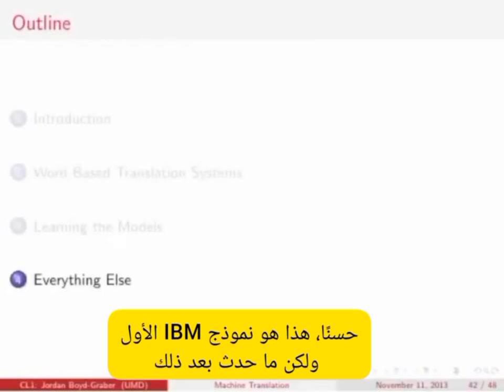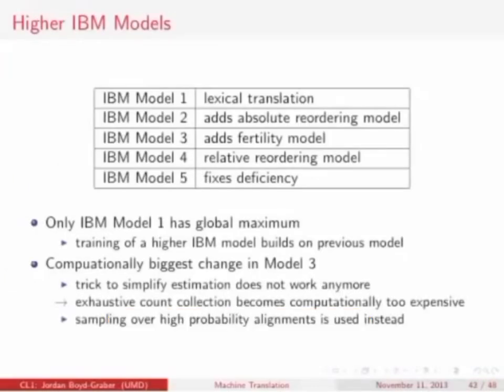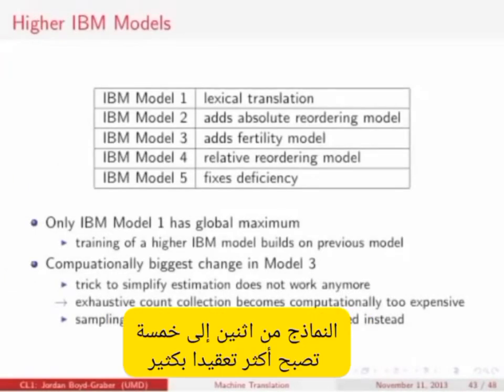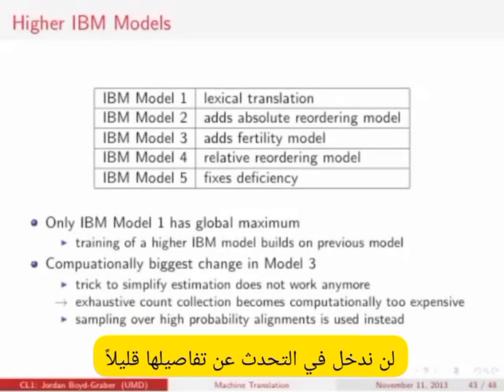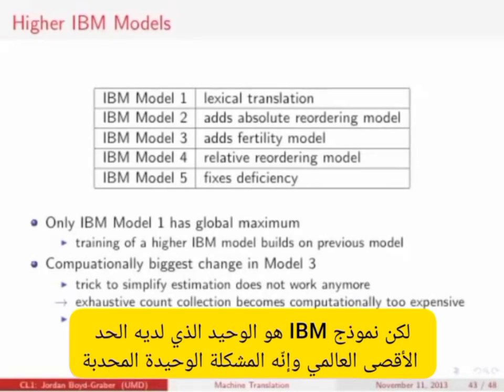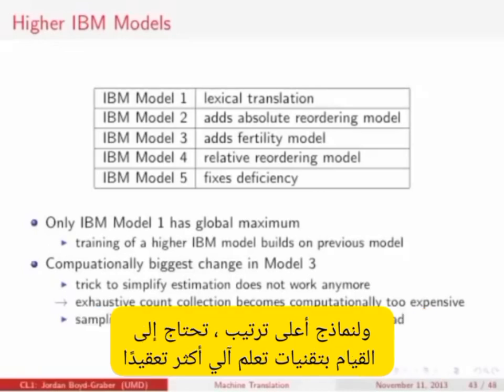Okay, so that's IBM Model 1, but what has come after that? Models 2 through 5 become much more complex. We won't go into the details, the book talks about them a little bit, but IBM Model 1 is the only one that has a global maximum. It's the only problem that's convex. And for higher order models, you need to do more complicated machine learning techniques.